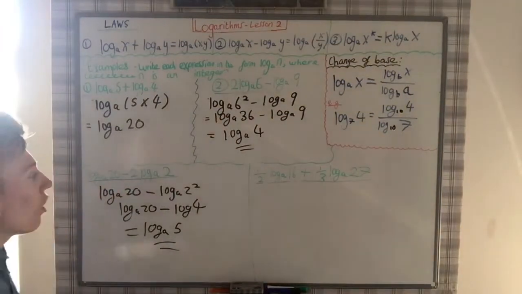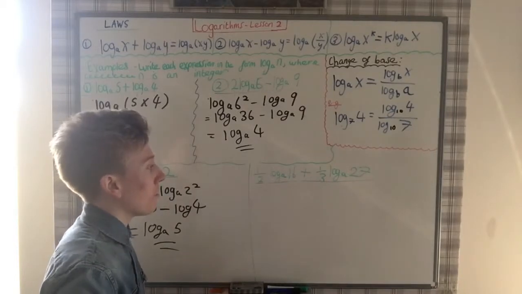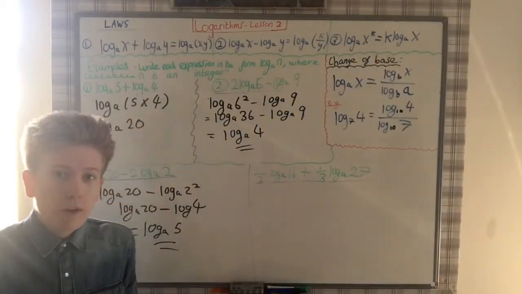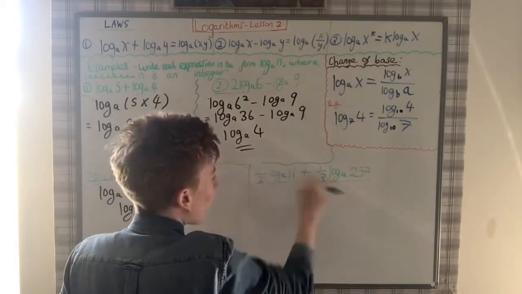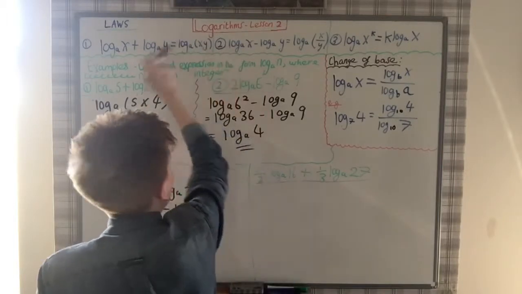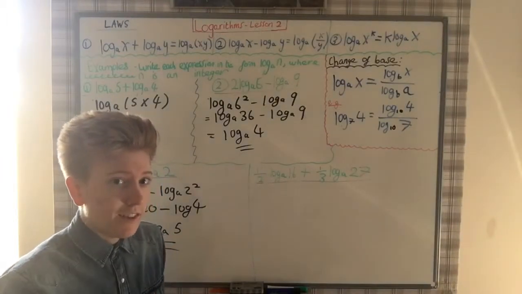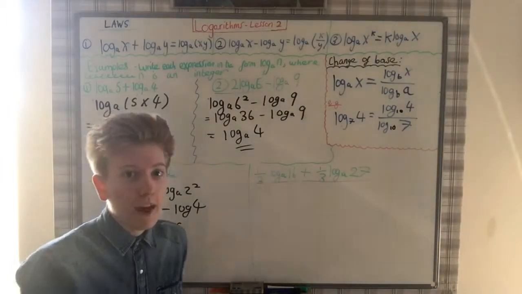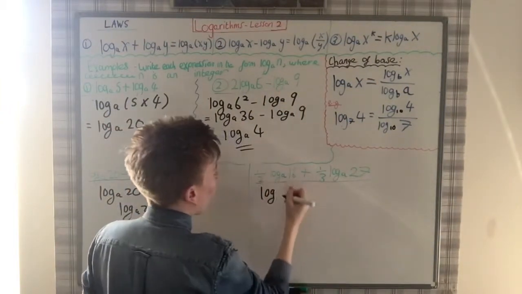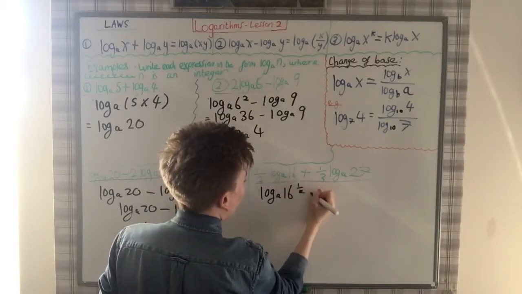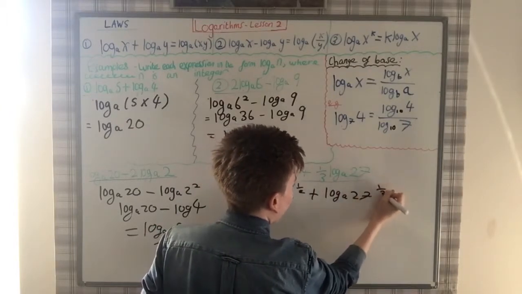The last example states that a half log 16 with base a plus a third log 27 with base a. We need to simplify this. So what we need to do here is we need to apply the third law twice, and then we need to apply the first law. Although you will need to have watched my first lesson on the laws of indices to know exactly how this will play out. For example, with this one, yes, we can move the half as a power of 16, and with this one we can move the third as a power of 27.